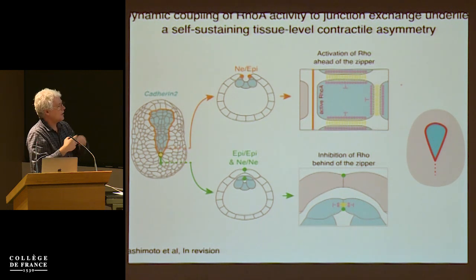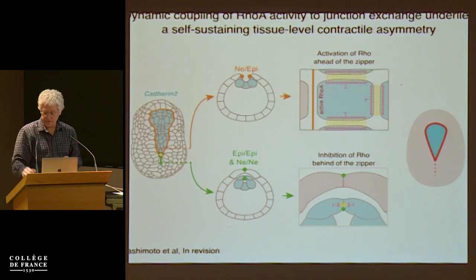So this gives you a mechanism for a global tissue-level coupling of adhesion to contractility that sustains the asymmetry that's necessary to create unidirectional zipper propagation.